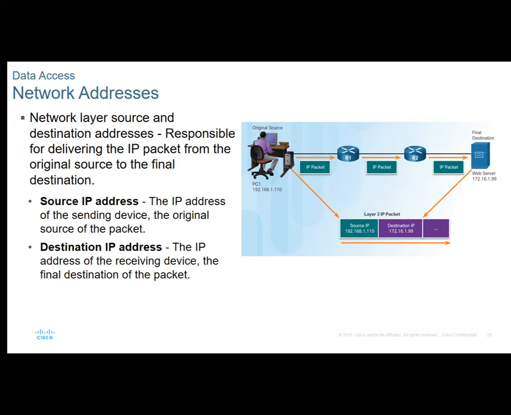Now, network layer source and destination addresses are responsible for delivering the IP packet from the original source to the final destination. Source IP address is the IP address of the sending device, the original source of the packet. So where did it come from? That's the source. And that's a layer 3 IP packet, right? And what about the destination? Where's this going? The IP address of the receiving device, the final destination of the packet. Not the next place it's going, but the final place where it's going to go.